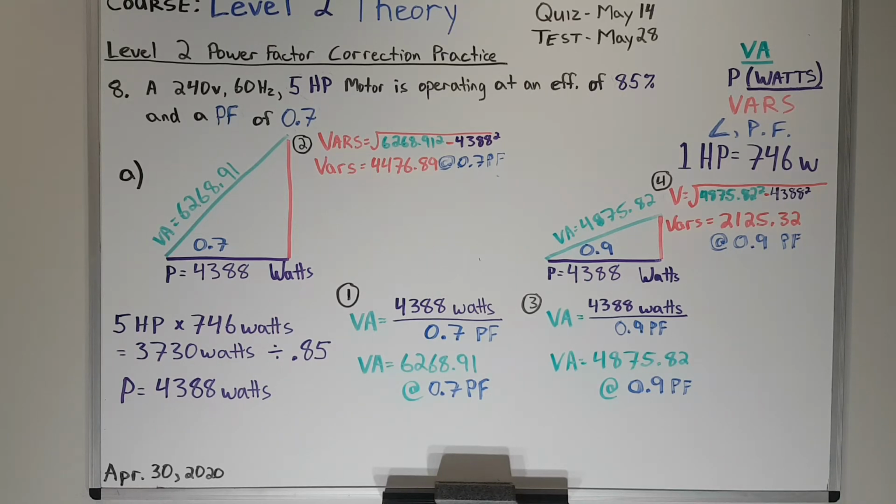Now I have my wattage, I have my VA, I can get my VARs. So VAR is going to be the square root of VA squared minus wattage squared. I get 4,476.89 VARs, and that's at 0.7 power factor. I have all three sides of that triangle.